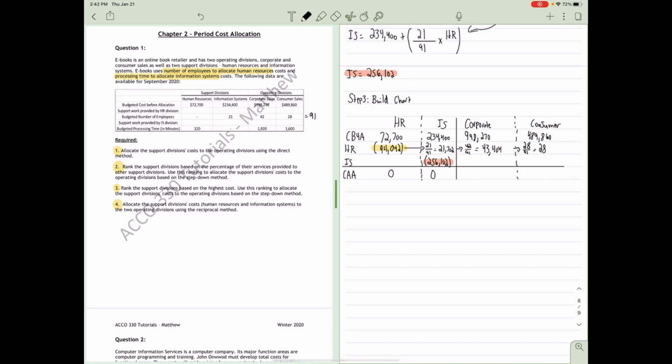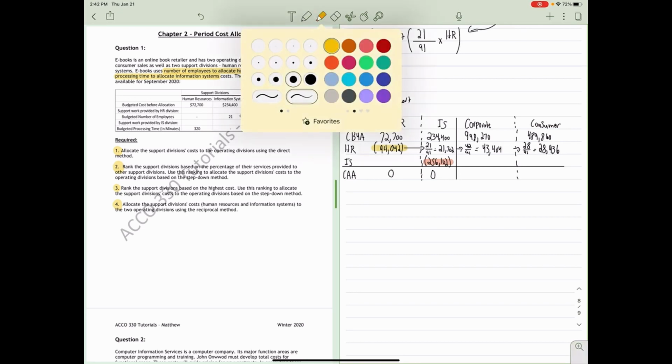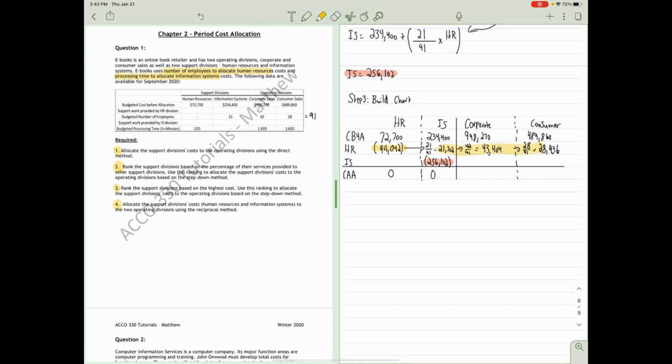28,936. All right. So that is all our HR costs. Everything's allocated. And if you were to do the math, guys, it would add up to 94,042. All right. So that's the reciprocal method. Same thing as before, but just everyone's helping each other out now, right? So let's keep it going.